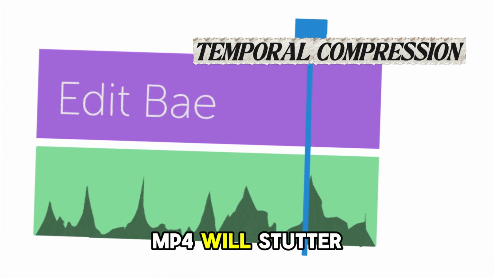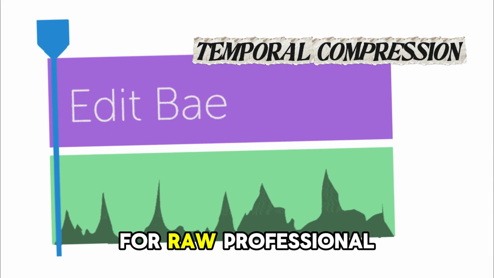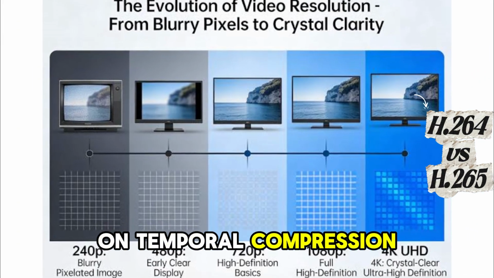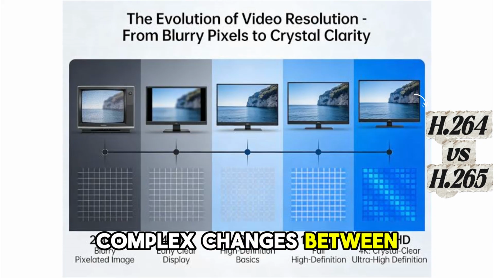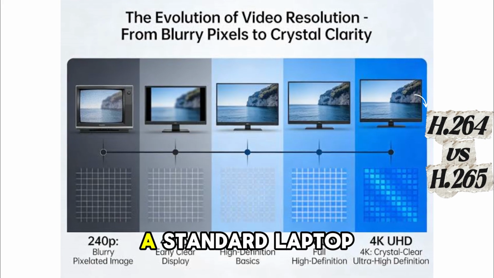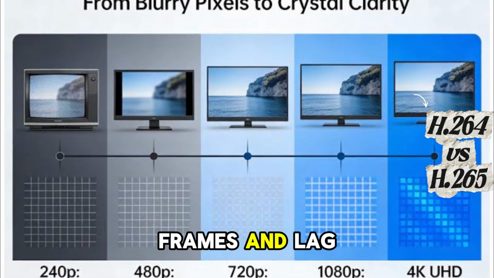However, MP4 will stutter and choke if pushed as a heavy editing medium for raw professional video production. Because it relies on temporal compression that forces your processor to calculate complex changes between frames, scrubbing through a high bitrate MP4 file on a standard laptop will cause editing software to drop frames and lag.